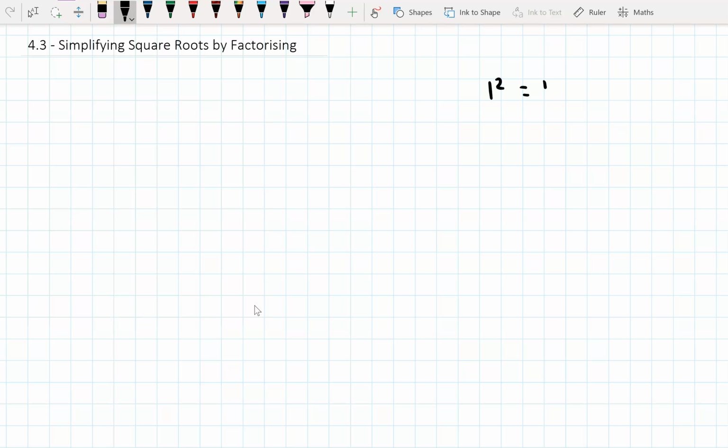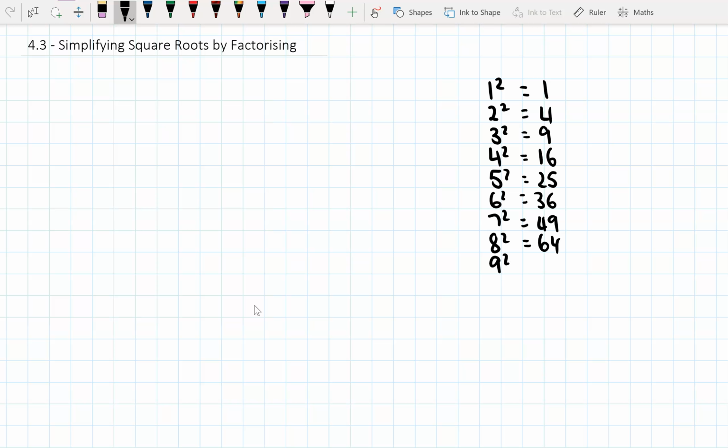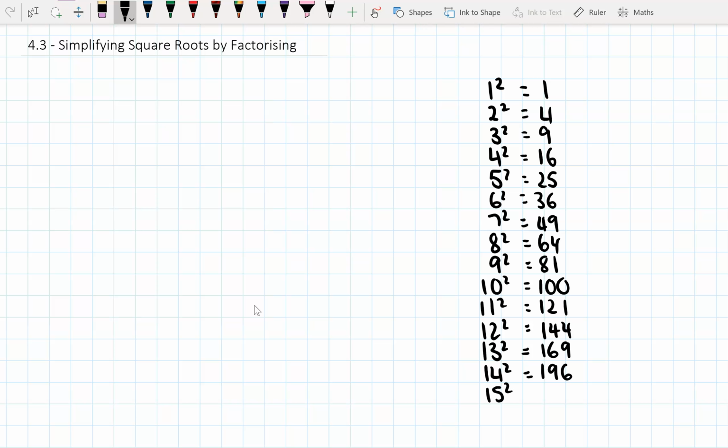So we know 1 squared is 1, 2 squared is 4, 3 squared is 9, 4 squared is 16, 5 squared is 25, 6 squared is 36, 7 squared is 49, 8 squared is 64, 9 squared is 81, 10 squared is 100, 11 squared is 121, 12 squared is 144, 13 squared is 169, 14 squared is 196, and 15 squared is 225. Okay, these are going to be useful when you're doing this.